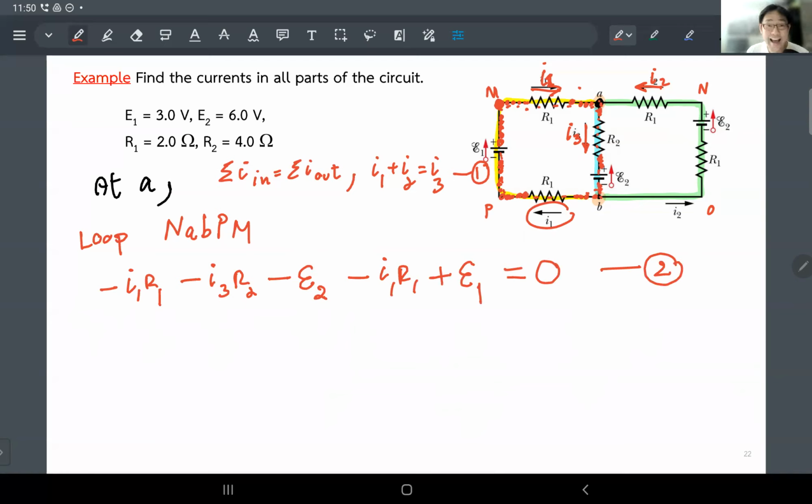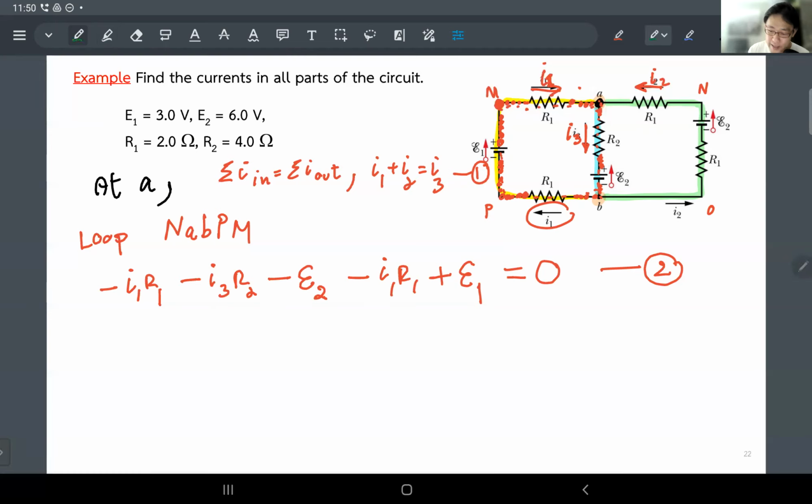That makes sense? It's like playing games here, right? And once again, it's not enough because you have 3 unknowns, I1, I2, I3. You only have 2 equations. So what do you do? Pick another loop, okay? Just to showcase that you have any freedom to pick any loop, any directions.